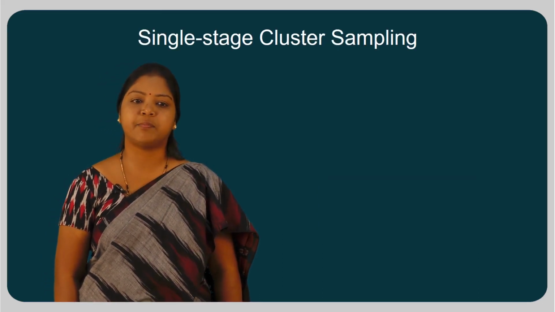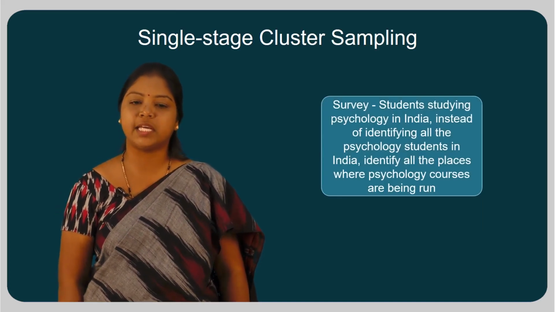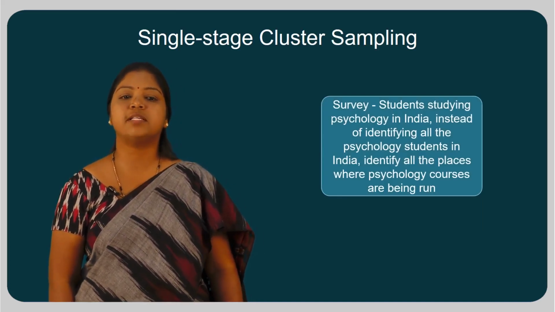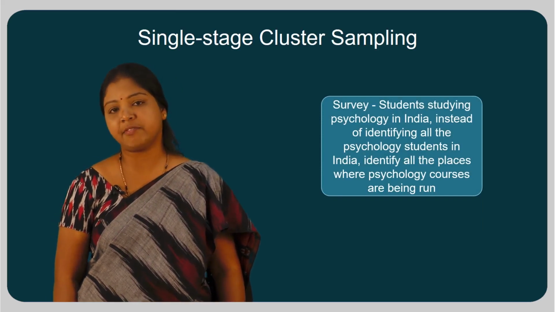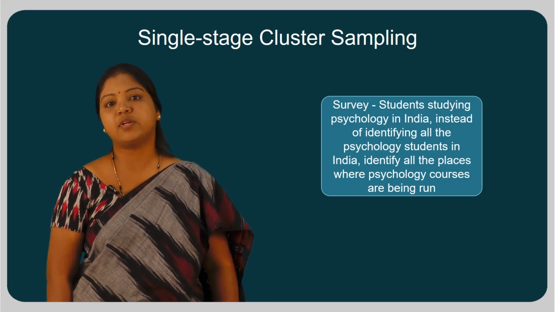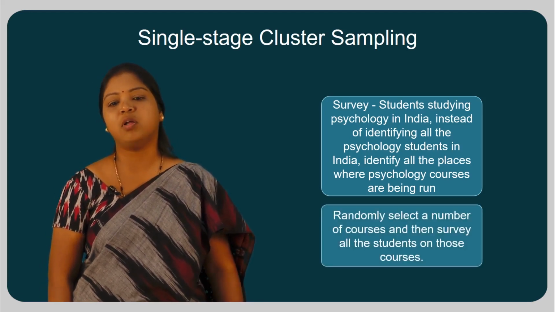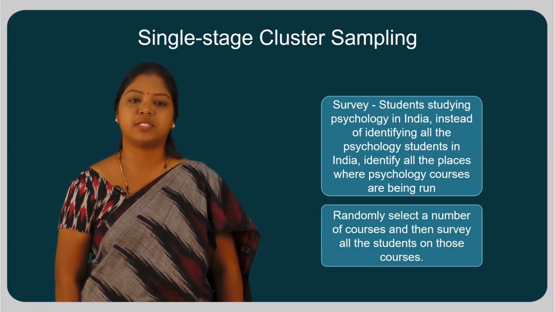Single stage cluster sampling: if a researcher wishes to survey students studying psychology in India, instead of identifying all the psychology students in India, he identifies all the places where psychology courses are being run. He could randomly select a number of courses and then survey all the students on those courses.